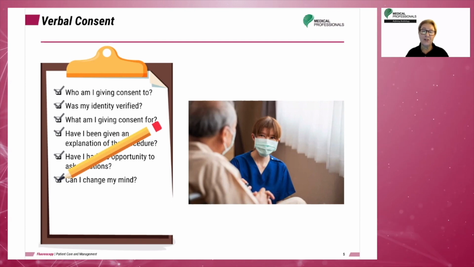not just assume that there are no questions if the patient does not speak up. All questions must be answered truthfully. And lastly, patients have the right to change their mind, no matter what stage the procedure is at.